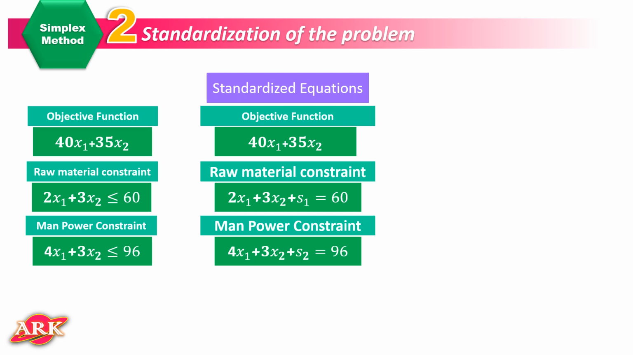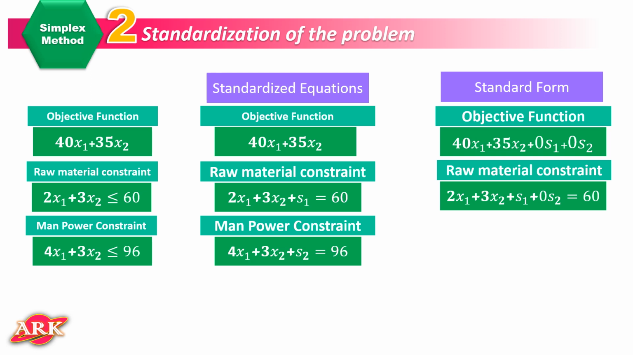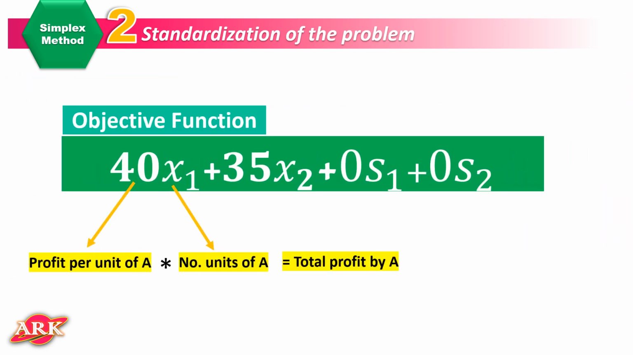Objective function will be 40x1 plus 35x2 plus 0s1 plus 0s2. Raw material constraint will be 2x1 plus 3x2 plus s1 plus 0s2 is equal to 60. And manpower constraint will be 4x1 plus 3x2. Understand the standard form of the objective function.